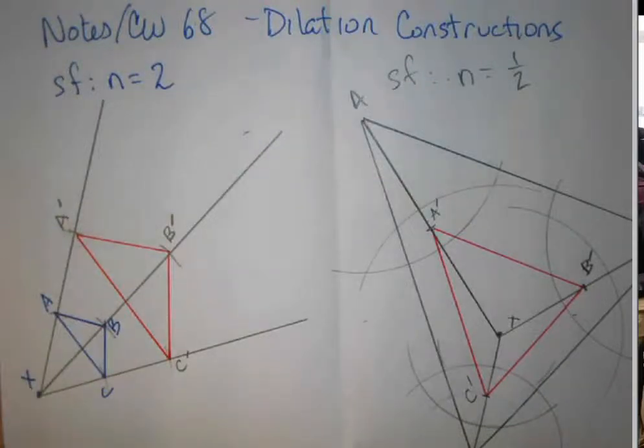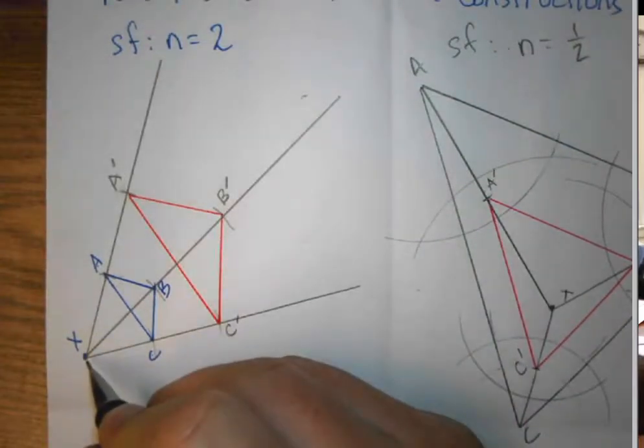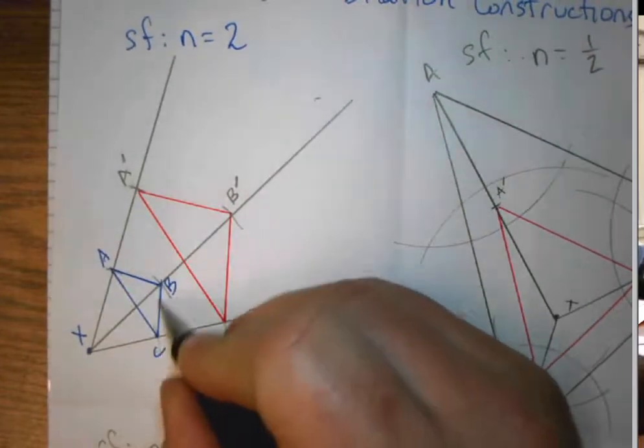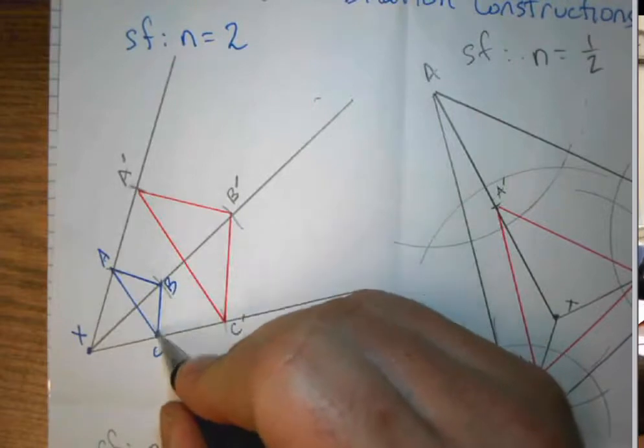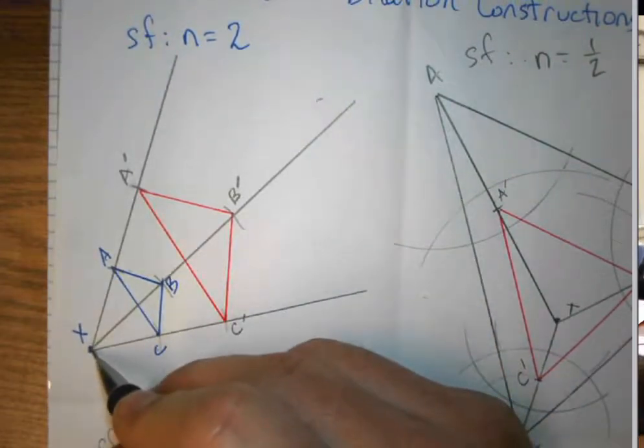Today we're working on dilations and specifically creating constructions of dilations. I've already done a couple of these. The first one shows X, which is a center of dilation, and our pre-image, triangle ABC, shown in blue. In concept, X is the center of dilation.